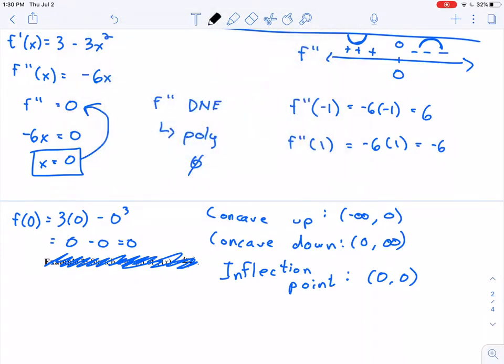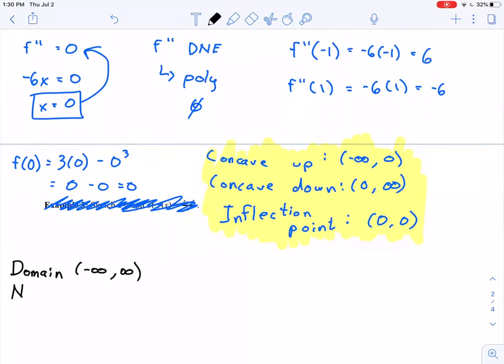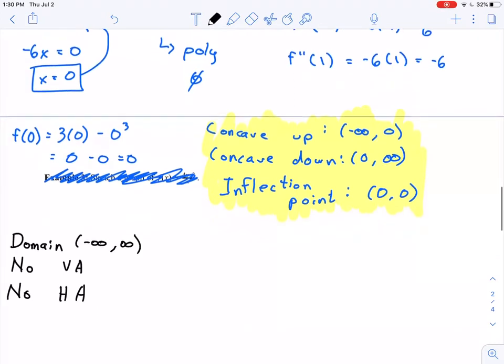But I'm going to take all this information and summarize it. Let me highlight this so that we know to look here. It's important. I'm going to take all my information and write it down in one spot so that I have all of it right in front of me. So we said earlier the domain was negative infinity to positive infinity. We said we had no vertical asymptotes. We had no horizontal asymptotes.